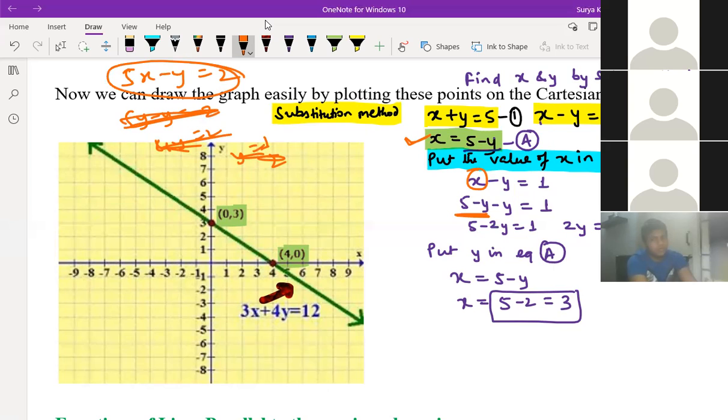Yes, sir. So this is the method of substitution. Okay. In the next class I'll teach you the elimination method. Okay, children. If you're having any doubt, you can ask me. Right now, if you are having a doubt, you can ask.